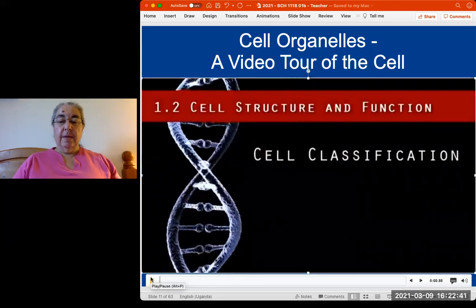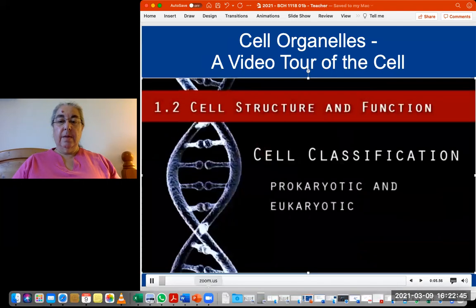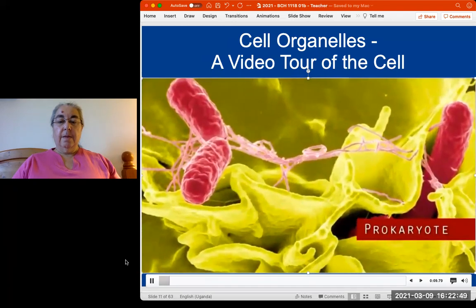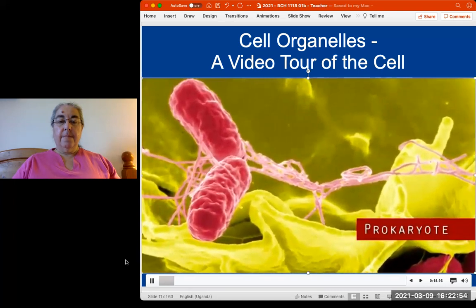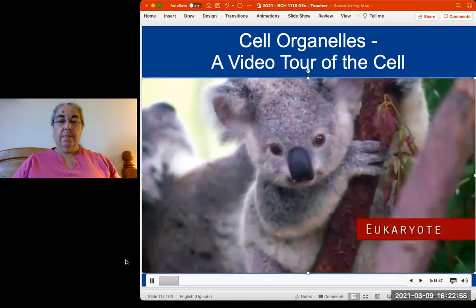Let's examine a cell more closely. There are two general classifications of cells, prokaryotic cells and eukaryotic cells. Prokaryotes are single-celled organisms and include bacteria and some algae. On the other hand, eukaryotic cells make up more complex organisms like plants and animals.